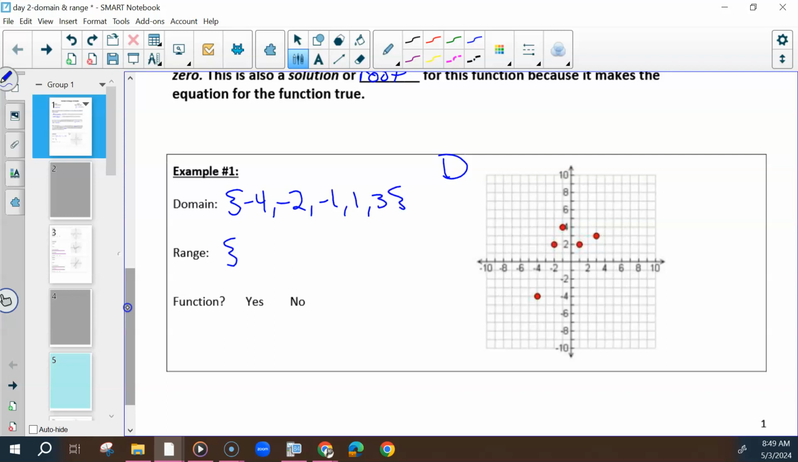If you had any repeating x's, you would only list it once. Then we're going to do the same thing for the range, but lowest to highest. That lowest would be -4, keep going. 2, 3, 4. And then, is this a function? Yes. It passes the vertical line test. It doesn't have any repeating x's. Do you have any questions on how to find the domain and range of a discrete function? Go on to the next page.